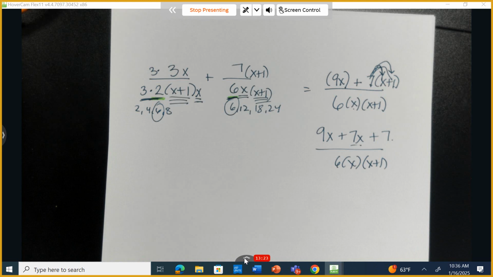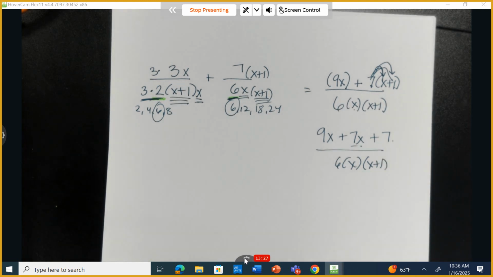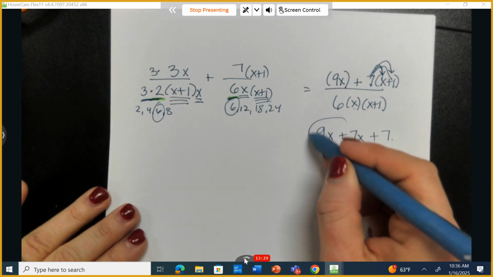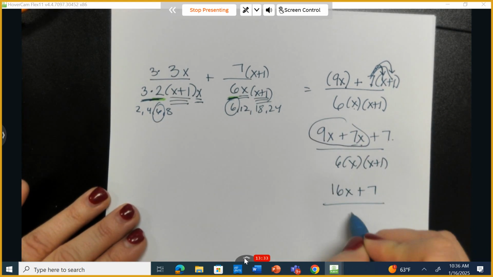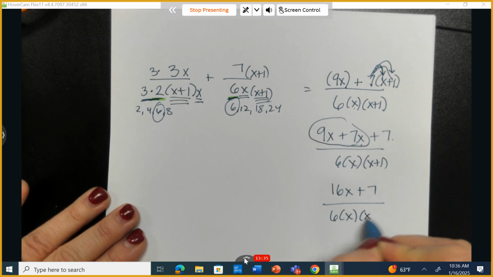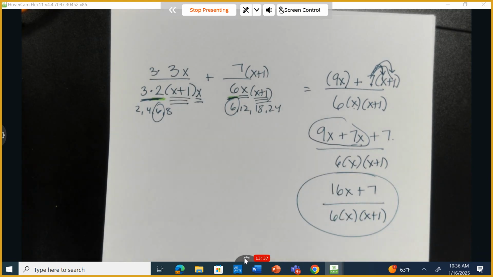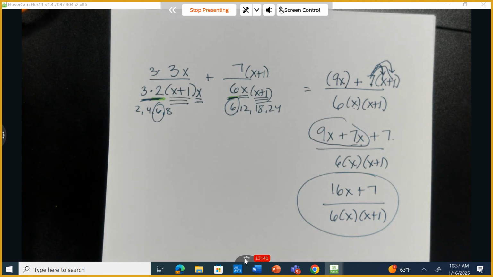Why can you combine 9x and 7x but not the additional 7 over here? It doesn't have an x, right? So 9x and 7x is going to be 16x, and then we have this lonely 7 I cannot combine it with. Andy, what can I answer for your question? Does that singular x always have to be in parentheses? It doesn't have to, but it makes it pretty. That's my final answer.